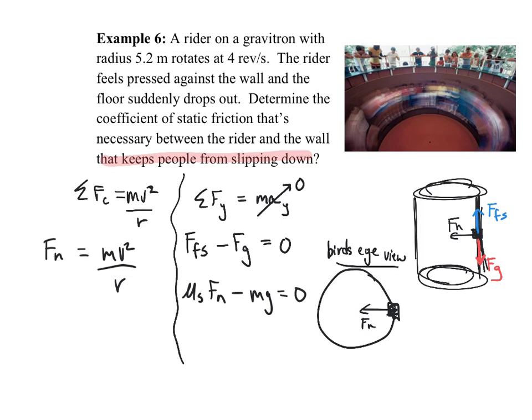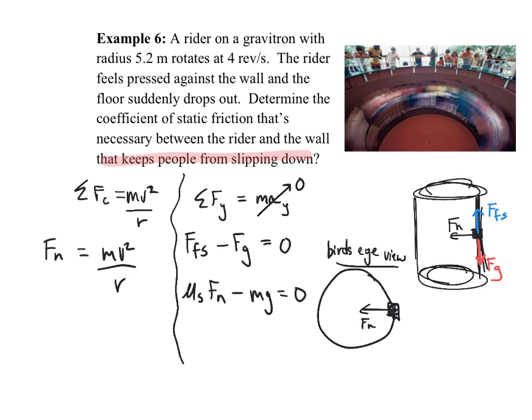So, you know what? Let's say we're a little bit overwhelmed and we don't like to use variables, we want to plug in numbers. Is this a problem that you can plug numbers into? Can you plug numbers in right now and solve? So what's Fn going to be when you plug in numbers? Give me a value for Fn. Ooh, can you actually plug in numbers here? I'm seeing a lot of looks.